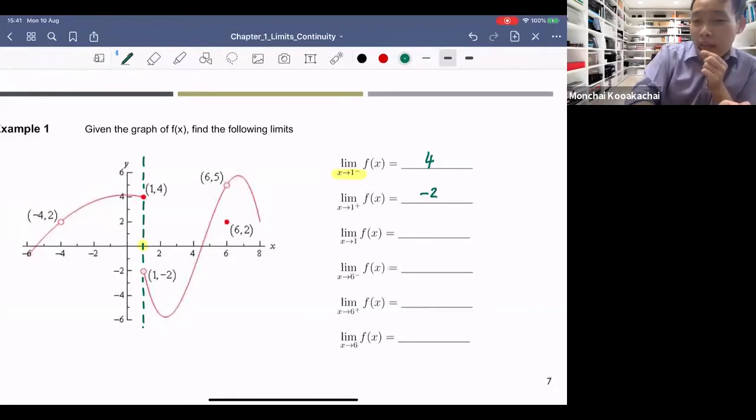And then x approaches 1. What is the limit when x approaches 1 of f(x)? All right, some of you said D and E. Good. This does not exist.